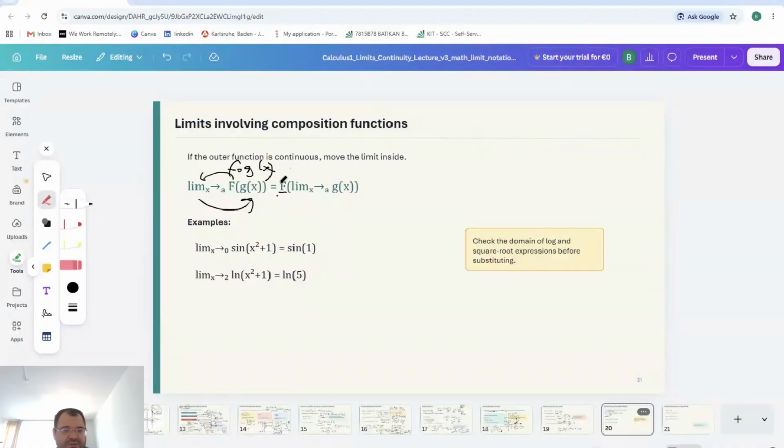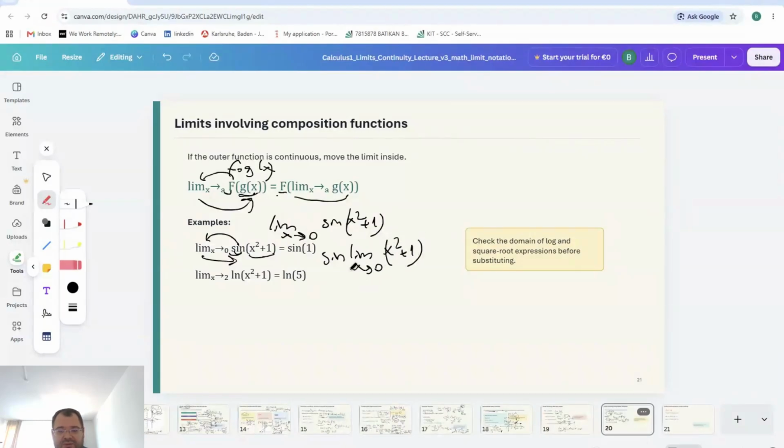So this ordering can change: you can just take the limit of the inside function, and then according to that value you can calculate f. Here we have examples: limit as x goes to 0 of sine of (x square plus 1). Sine x is like f(x) here, and x square plus 1 is like g(x). So sine and the limit can change order: sine of the limit as x goes to 0 of x square plus 1. That limit is going to 1, so this is sine 1.